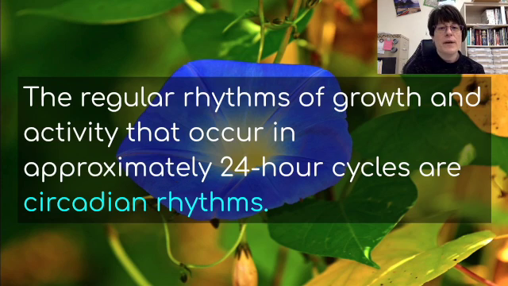Now, there are other ways that plants respond to their environment with their growth and activity. And one of these is the regular rhythms of growth and activity that occur in approximately 24-hour cycles, which are circadian rhythms. So one circadian rhythm that you might observe is with something like a morning glory, where the flower will open in the morning and close at night. Because that happens within a 24-hour period, that is considered to be a circadian rhythm. So anything that happens like that within 24 hours.